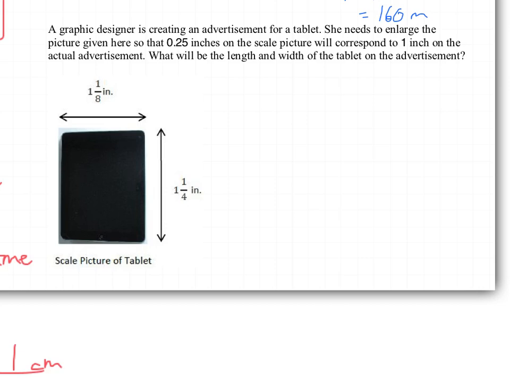Moving on down here, we have a graphic designer who is creating an advertisement. She needs to enlarge the picture given here so that 0.25 inches on this picture will correspond to 1 inch on the actual advertisement. So we're looking at our original, which is our drawing here. And again, I'm going to start calling this R just to make it easier. R for original. To our new.